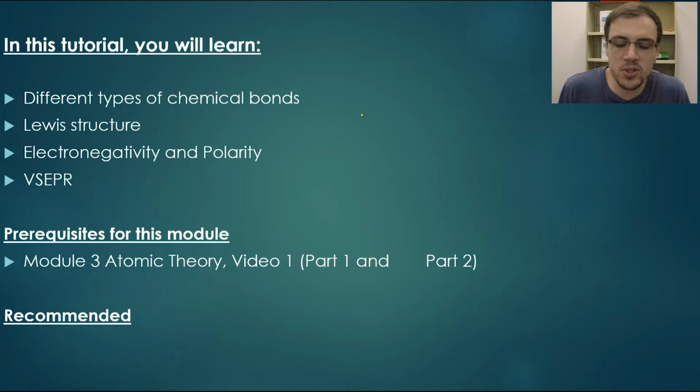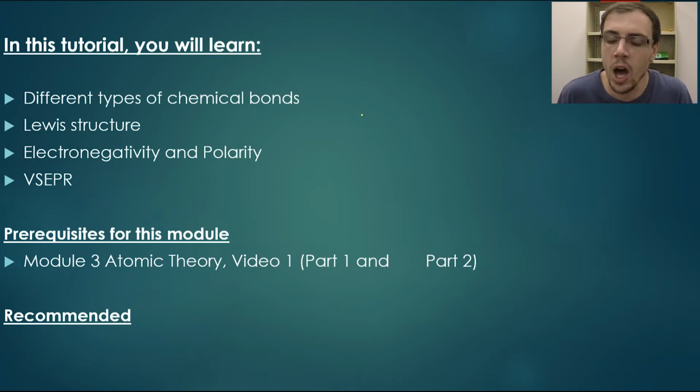Today we're going to be covering chemical bonds and molecular geometry. In this tutorial, we're going to be learning a lot of very important topics that will span across the rest of this semester and especially in second semester. We're going to be covering different types of chemical bonds, so different ways that these elements and atoms hold themselves together. We're going to be looking at Lewis structures, electronegativity, polarity, and VSEPR, or valence shell electron pair repulsion theory.